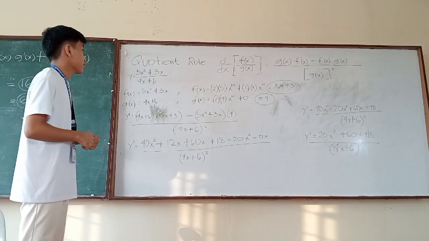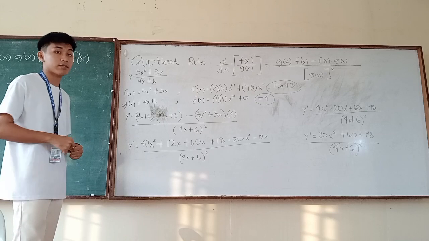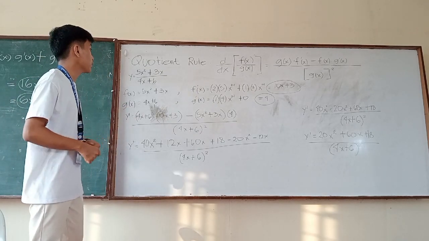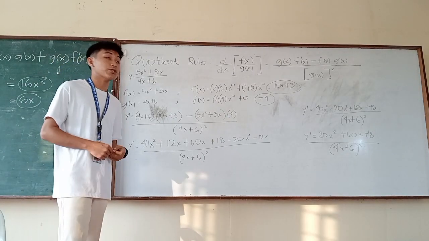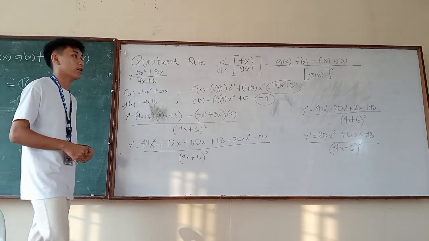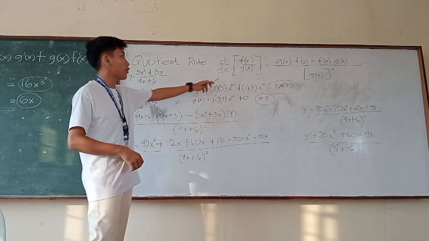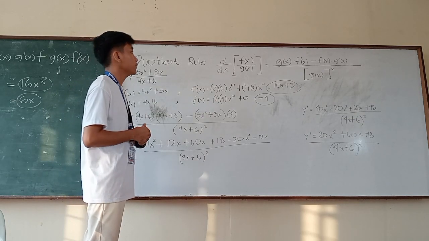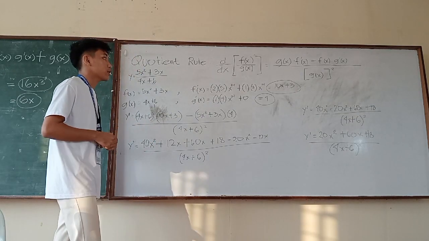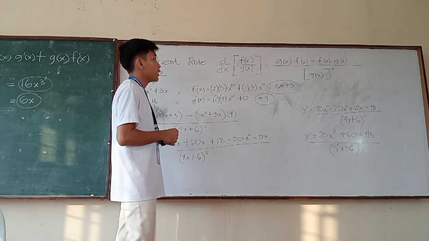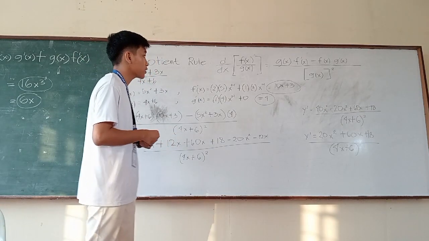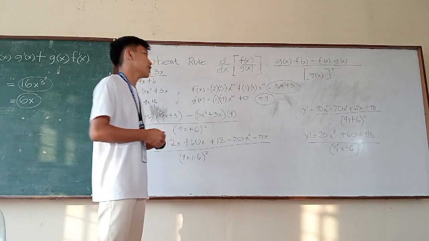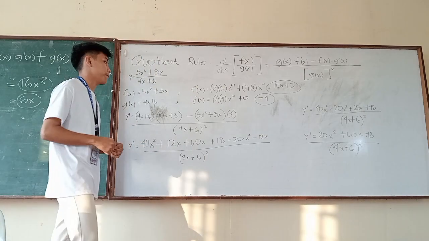Thank you. So next, we need to proceed to our next topic, which is the quotient rule. When we say quotient rule, our given function is a division or a fraction. Now, this is our formula for the quotient rule: d over dx of f of x over g of x is equal to g of x times f prime of x minus f of x times g prime of x, over g of x squared.